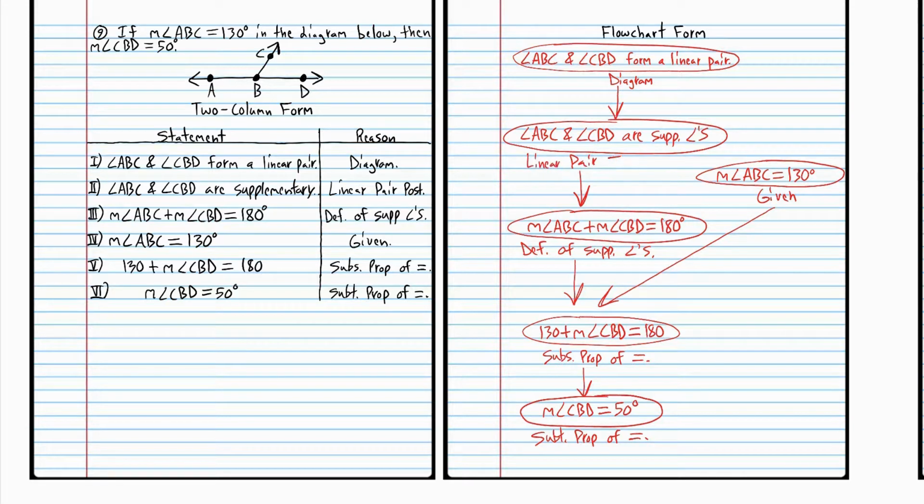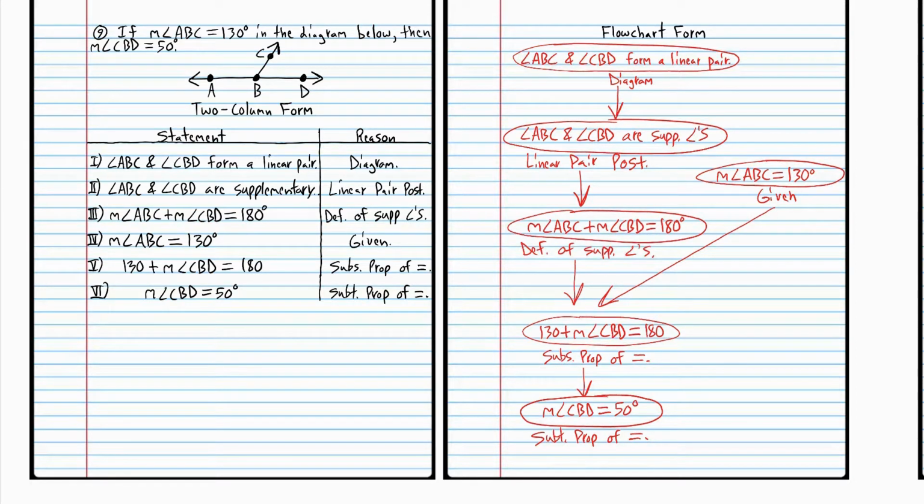Actually, I'm sorry, that should be linear pair postulate. Some courses call it a theorem, some courses call it a postulate, but I'm just going to call it a postulate, even though it probably should be a theorem. So it follows from the linear pair postulate that they're supplementary, and from that we know the angles must add up to 180, because that's what supplementary means. So the sum of the angles must be 180. And why is that? Because of the definition of supplementary angles.